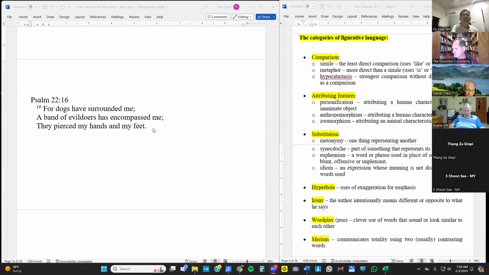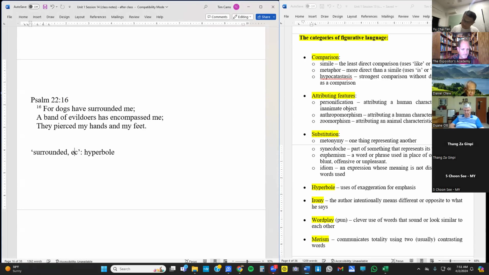Let me see now. For dogs have surrounded me. Is he talking about literal dogs? No, it's not literal. That's probably talking about fierce people. So would it be hyperbole? Okay, just the idea of being surrounded. Yeah, it could be hyperbole, like they're all over me, all around me. Yeah, hyperbole.